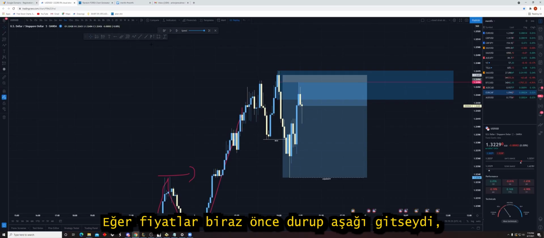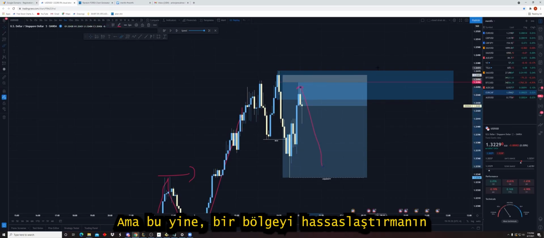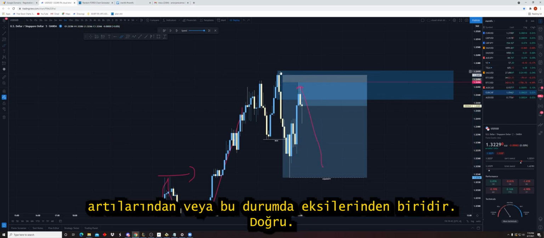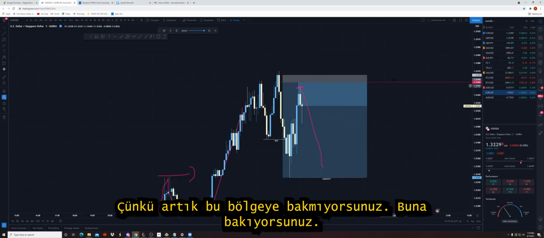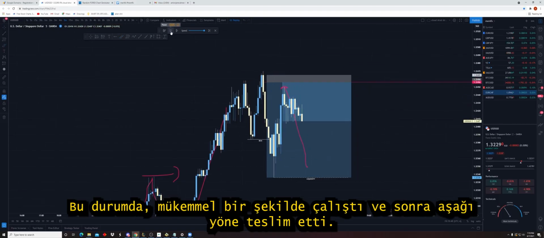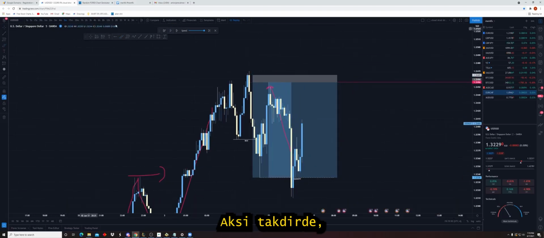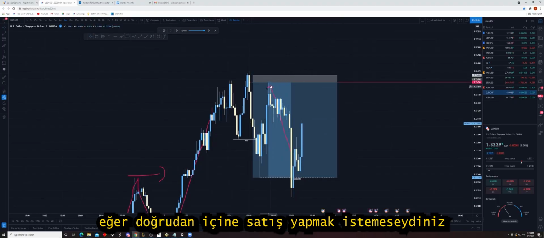If prices had stopped a little bit before it, maybe even here, and then gone down, that's unfortunate, but that again is one of the positives or negatives in this case of refining a zone, right? Because you're not looking at this zone anymore, you're looking at this one. And in this case, it worked out perfectly and then delivered to the downside. There you go. Otherwise, how could you have gotten involved if you didn't want to just sell right into it?